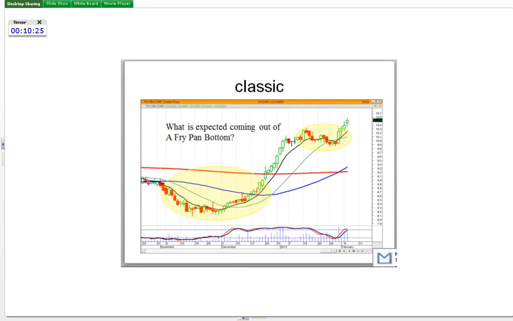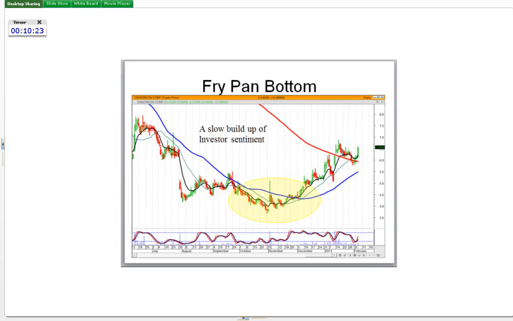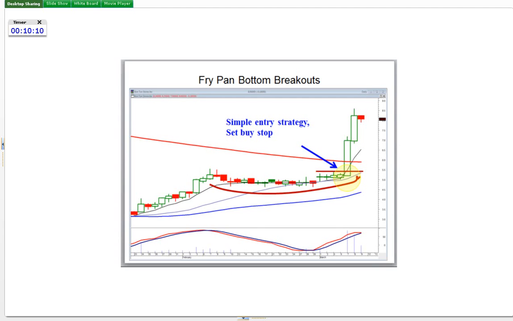This is the classic. We know the fry pan bottom produces very strong price moves. We also know very strong price moves produce a J-hook pattern. So the classic is if you break out from a fry pan bottom and have a strong move and you start seeing profit taking, you keep the chart on your screen, and when they come back in, you've got a J-hook pattern, and we know if this is wave 1, this is wave 3.